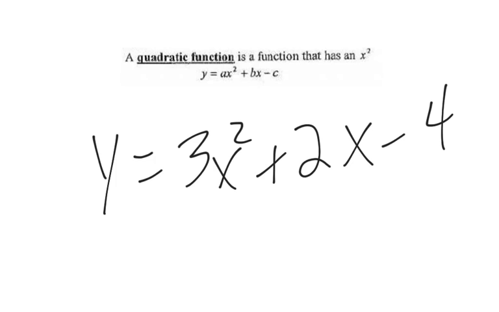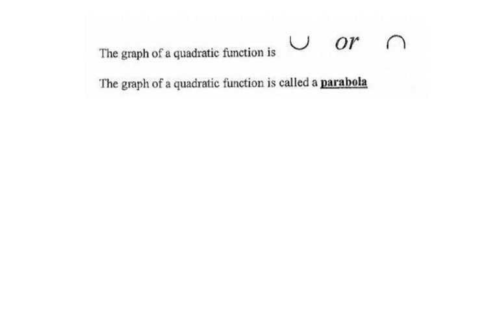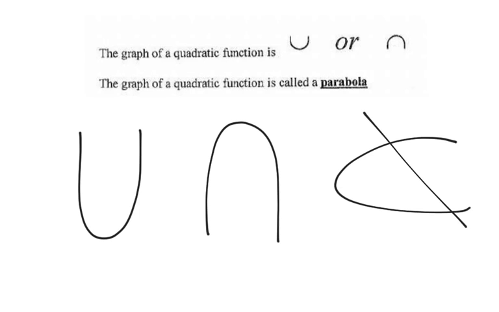This particular quadratic function would open up because this is positive, which means that it would have a minimum. But today we're going to move on and we're going to talk about how to solve a quadratic function. Remember that the graph of a quadratic function is called a parabola. It is either going to open up or down. It will never open sideways. That's not a quadratic function.